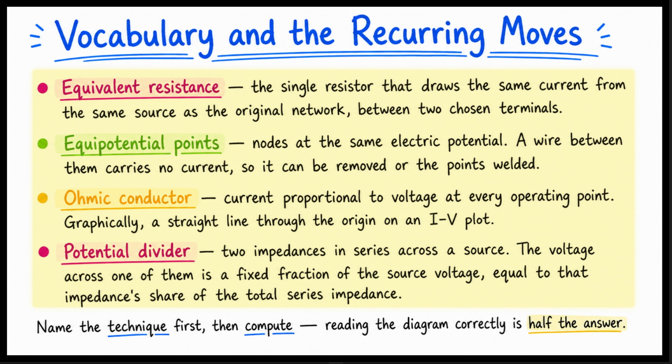And a potential divider is just 2 impedances in series across a source, where the voltage across one of them is a fixed fraction of the source voltage. One rule of thumb you will hear over and over in the voiceovers: name the technique first, then compute. Reading the diagram correctly is half the answer, and arithmetic is only the bookkeeping step that follows. With that in mind, let's begin with the first question.